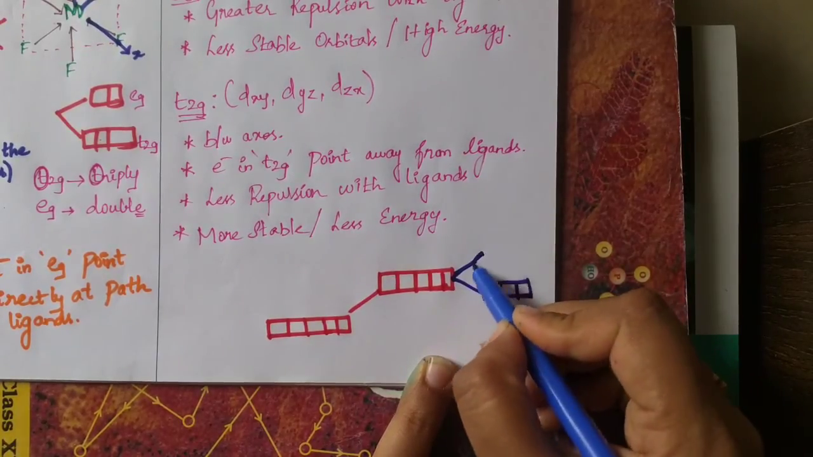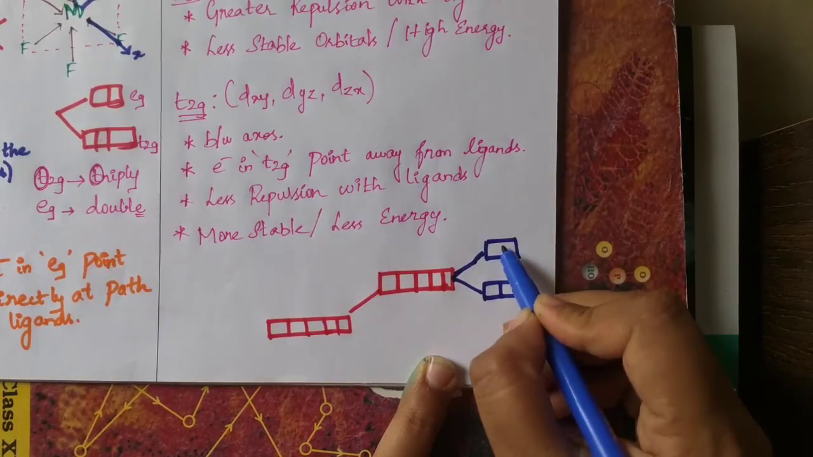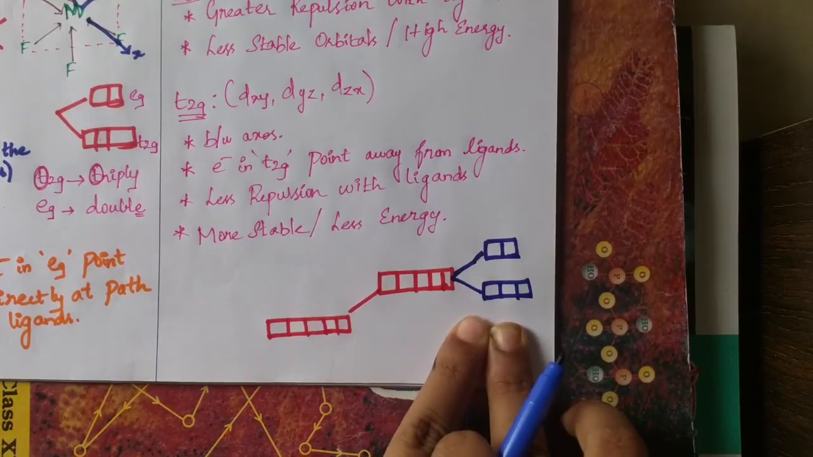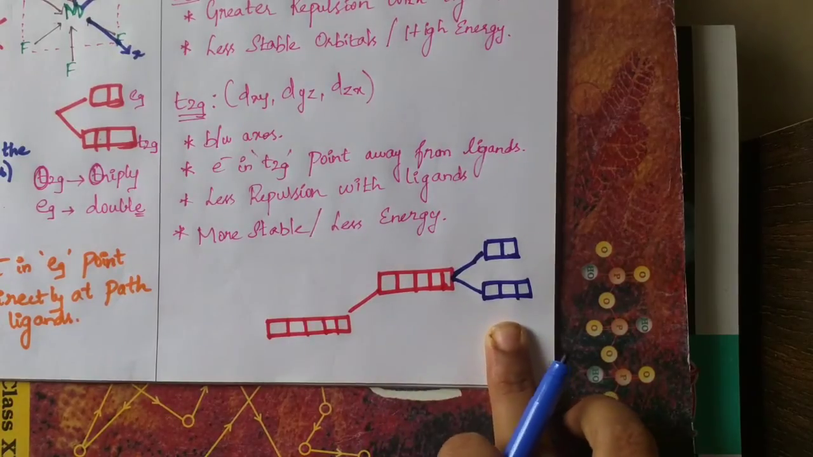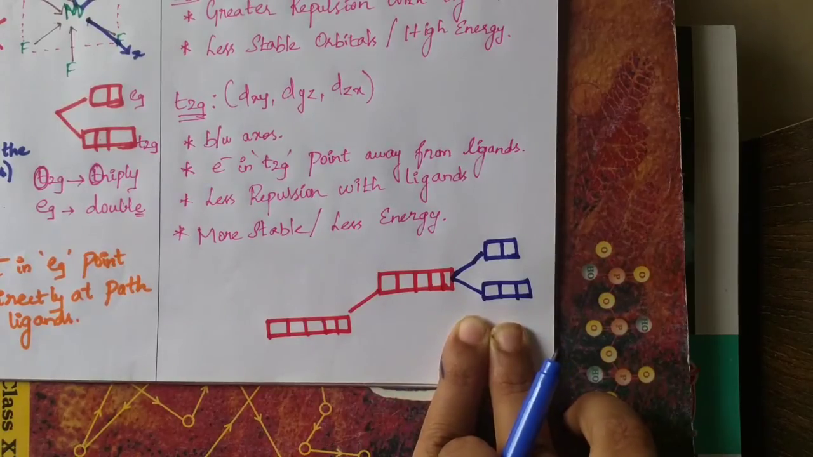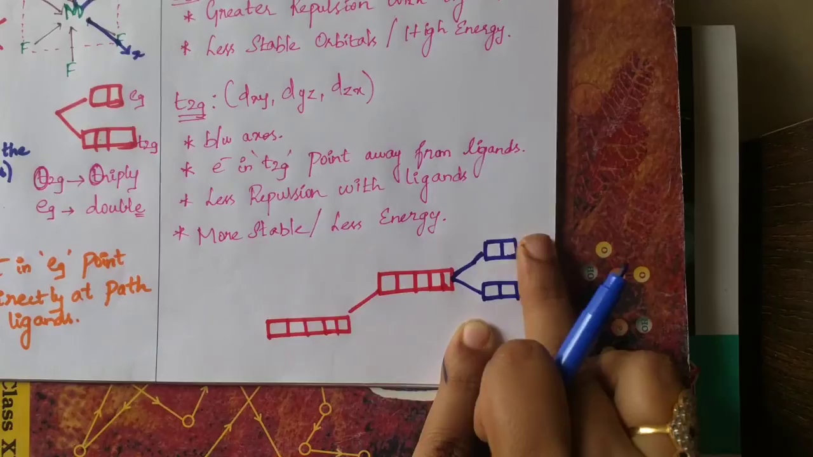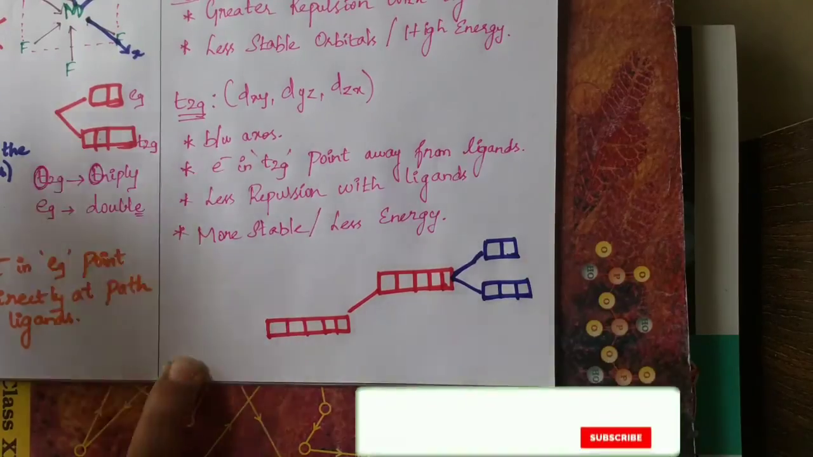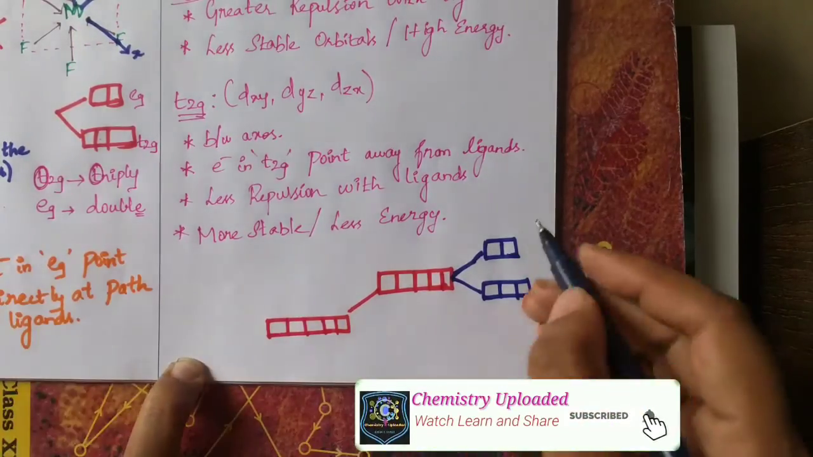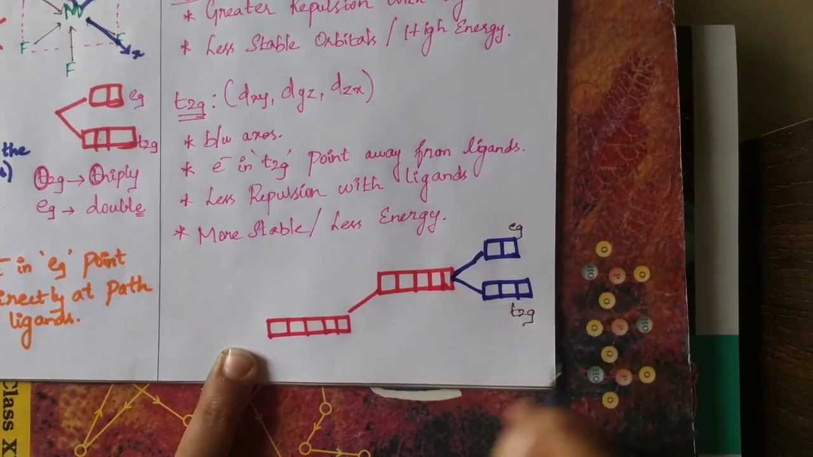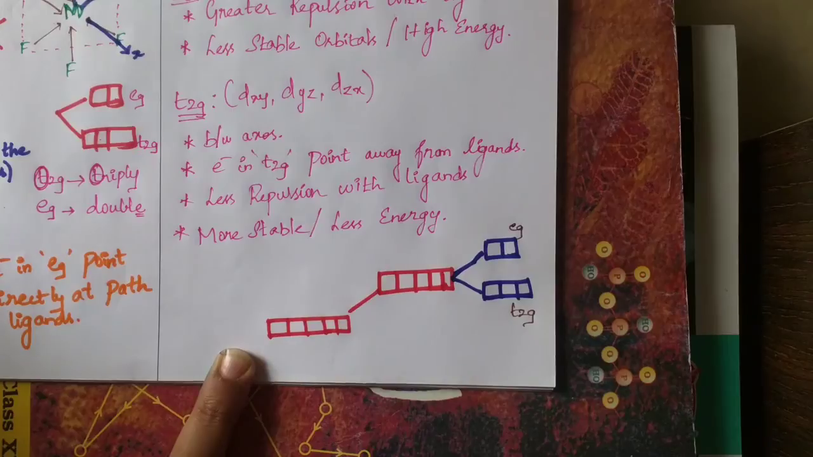So t2g level is down, eg level is up. Why, students? Because t2g orbitals are away from ligands, so there is less repulsion and less energy, but more stability. But eg is pointing directly at the ligands, so the energy is more and repulsion is more. See, this is eg, this is t2g.